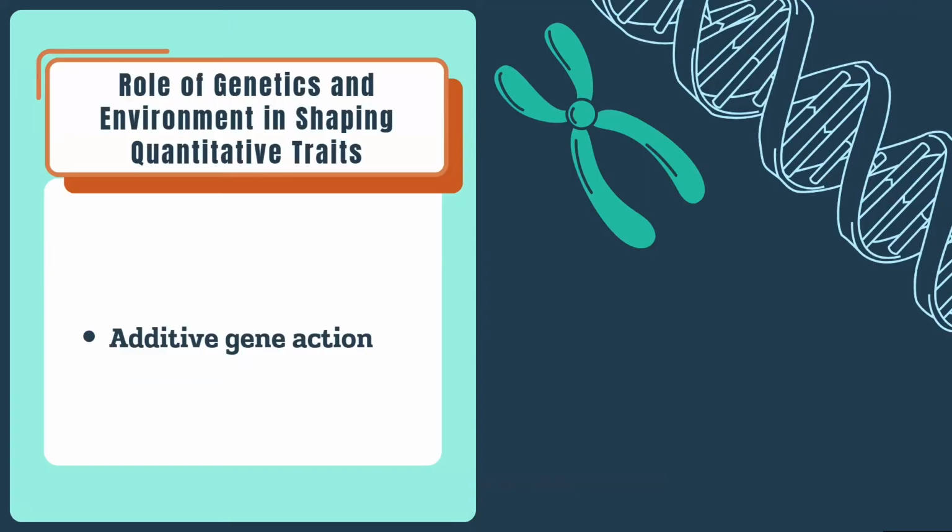So genetics is the blueprint. So with that, genetics is the blueprint for quantitative traits, and I would like to mention this very important concept. Quantitative traits are governed by additive type of gene action. What does this mean?